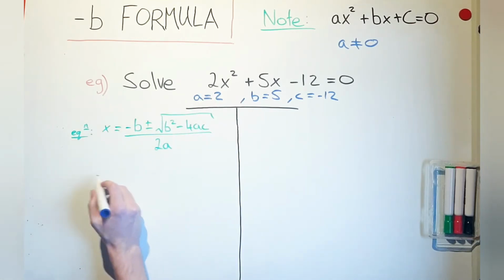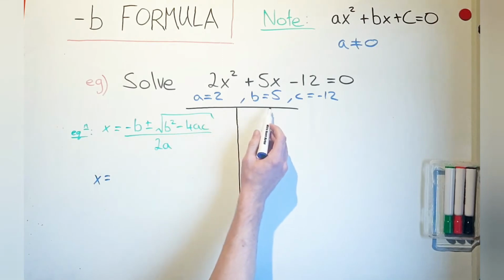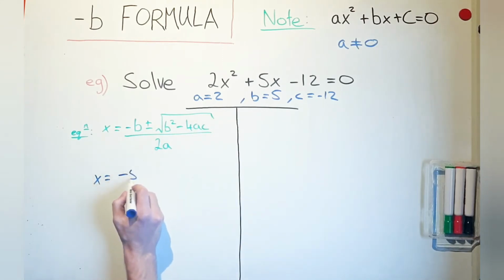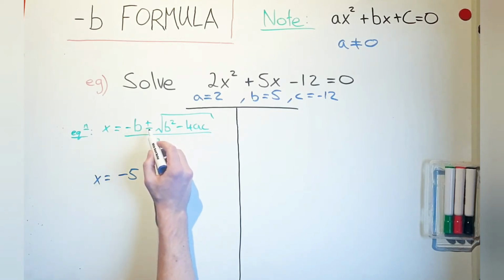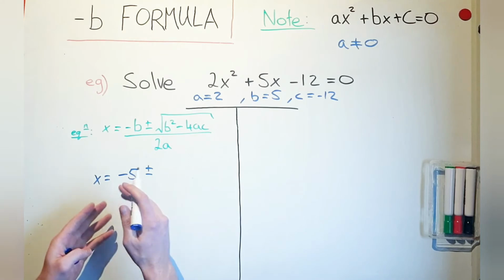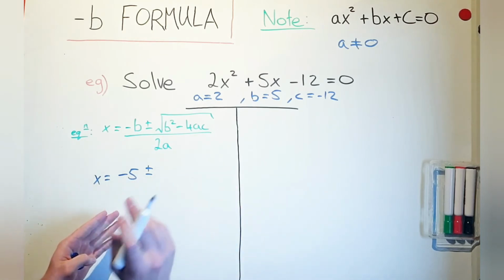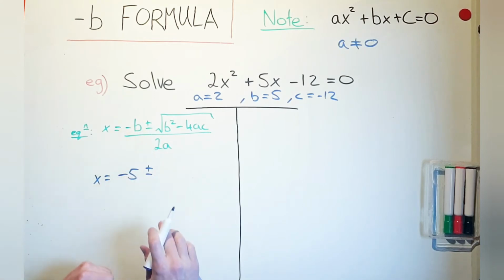Alright, so continuing this equation, x is equal to minus b. We see that b is 5, so this must be minus 5. And then we have a plus or minus. That plus and minus is there because we're getting the square root of a value. When you're getting a square root of a value, the result is either plus or minus that number. That's why we have a plus or minus here.